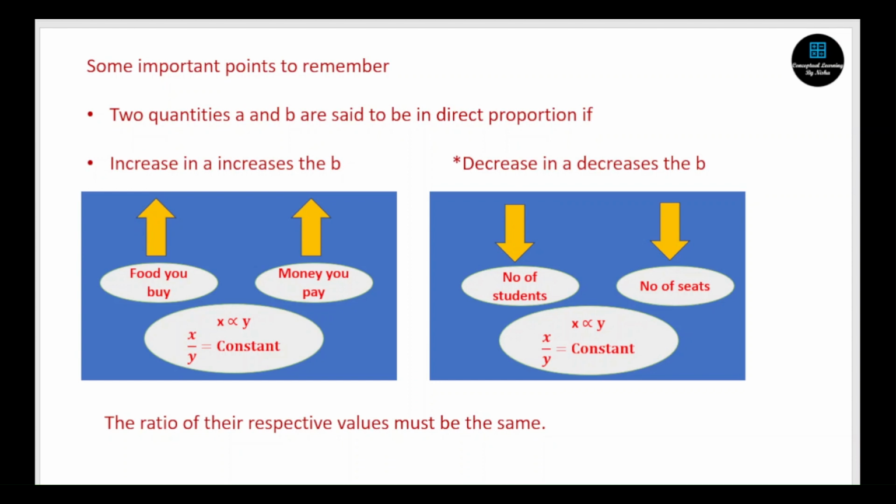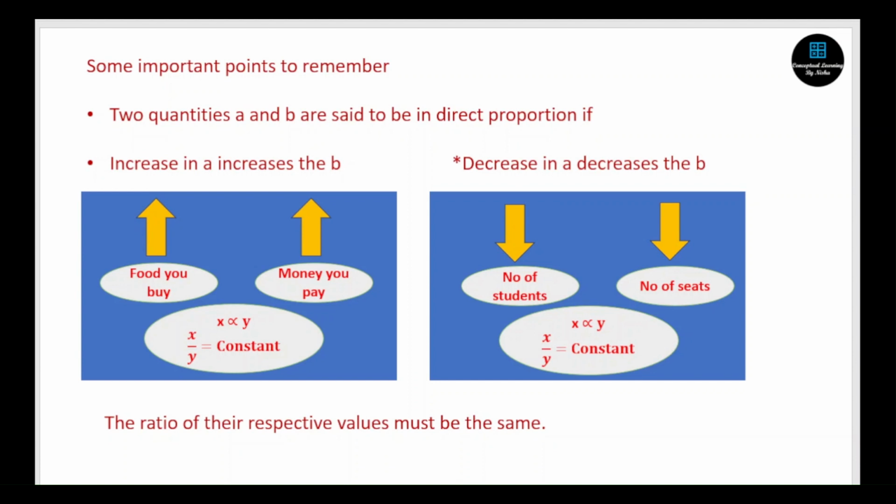Similarly, if there are 30 students in your class, you require 30 seats, right? If there are 15 students, then you need just 15 seats. So when one quantity decreases, the other decreases, right? But the constant, I mean, their ratio remains the same, right?